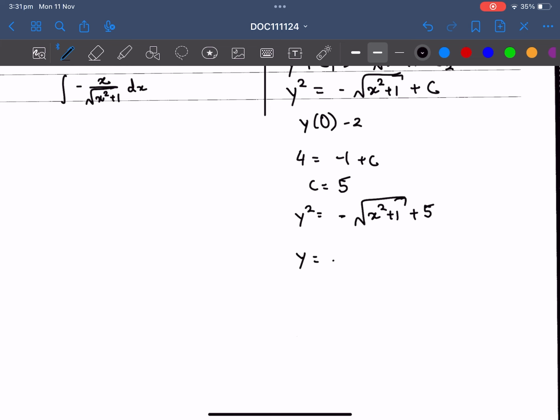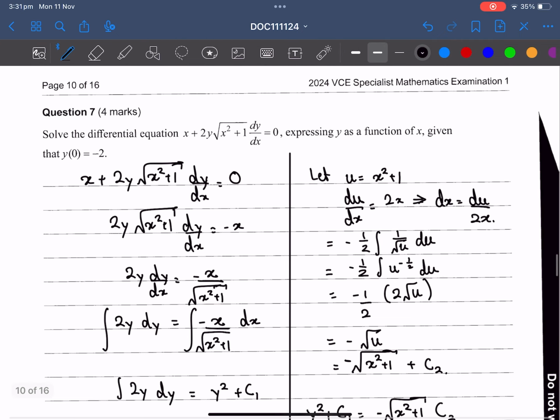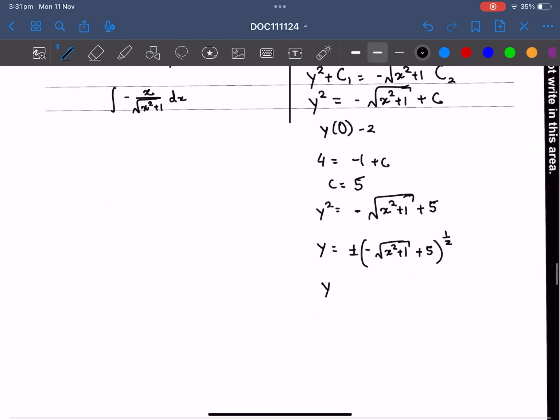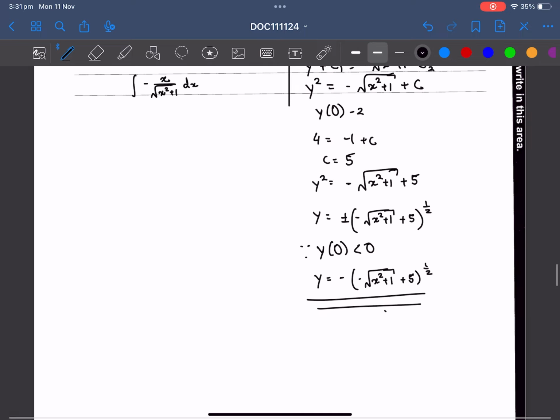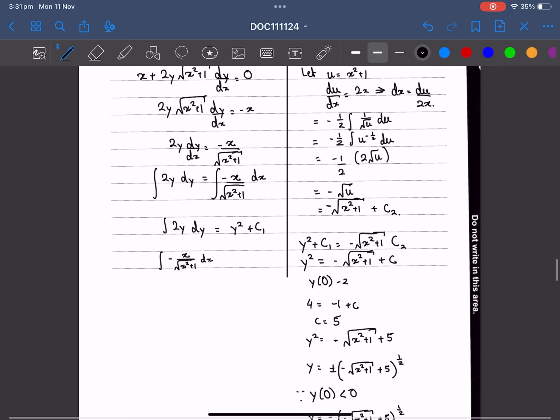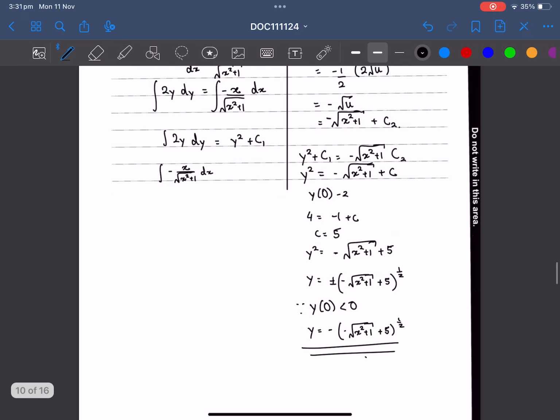Okay, so then this will become plus or minus negative x squared plus 1 plus 5, to the power of a half, which is just the square root. Now, because y(0) is less than 0, we'll pick the negative root here: minus root of x squared plus 1 plus 5. This should be your answer, as long as I haven't made any calculation error. I guess it looks okay.